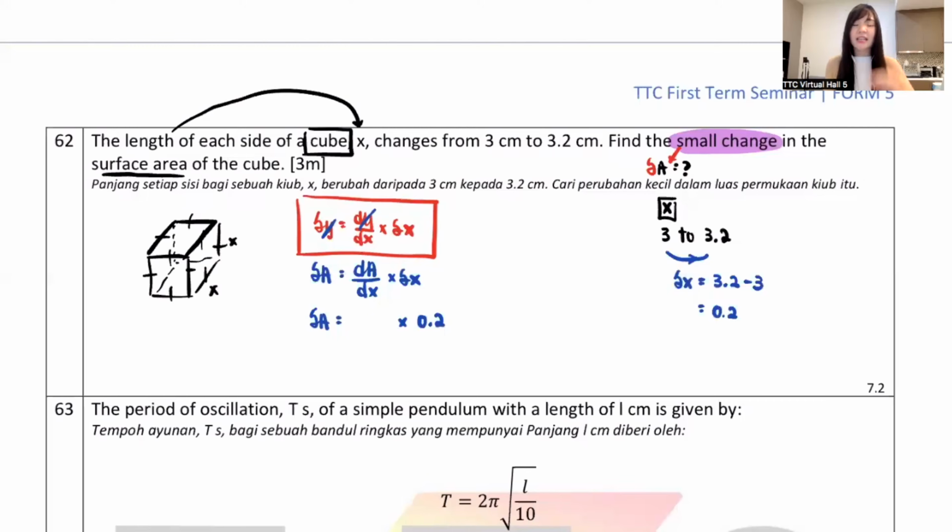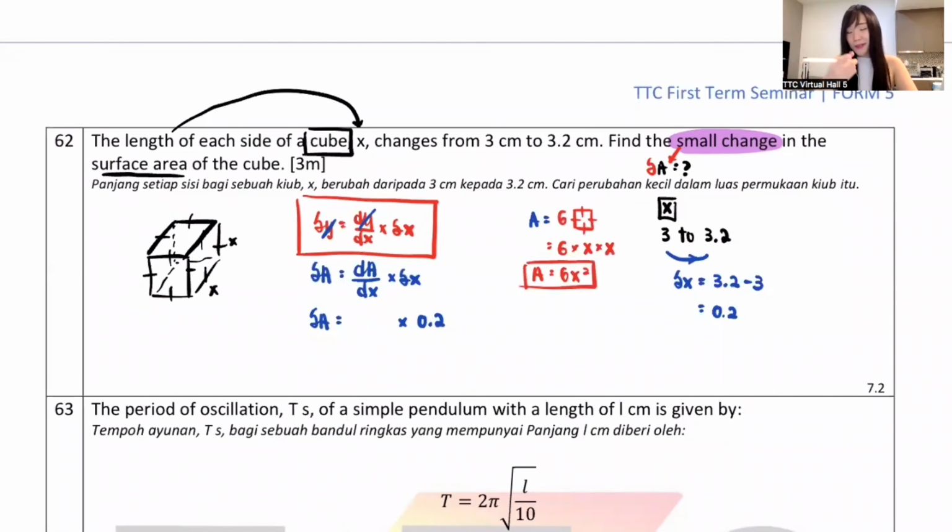Then my dA dx, I must have the equation. So I'm doing what? Area. Guys, okay, no need, I answer myself, okay? So guys, remember, this one is a cube. Cube got how many surfaces? 6. Isn't it 6 sides? Okay, then you guys all know it's the height x times the base x. Isn't it the area should be 6x squared?